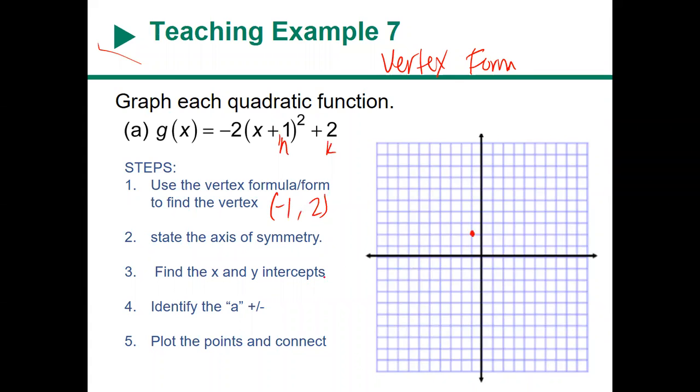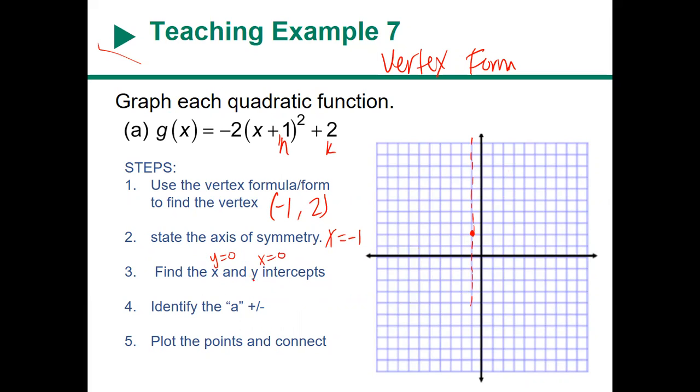All right. Next, we're going to state the axis of symmetry. Our axis of symmetry is at X equals -1. So this is our imaginary line that we use as our point of reflection. Okay. Then we're going to find the X and Y-intercepts. So to find the X and Y-intercepts, it runs a little different. To find your X, remember that's when Y equals 0. To find your Y, that's when X equals 0.